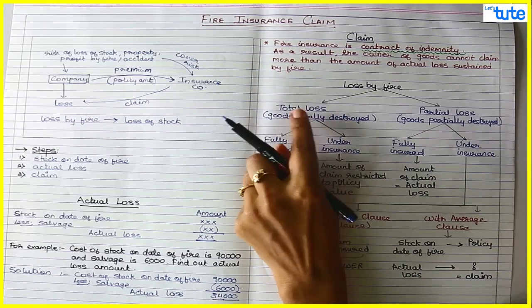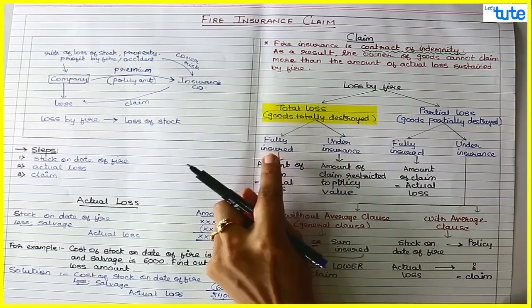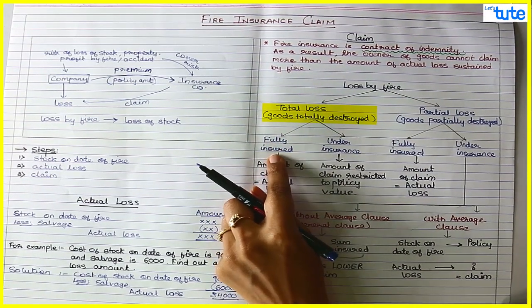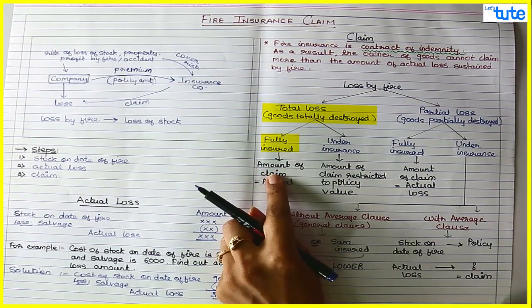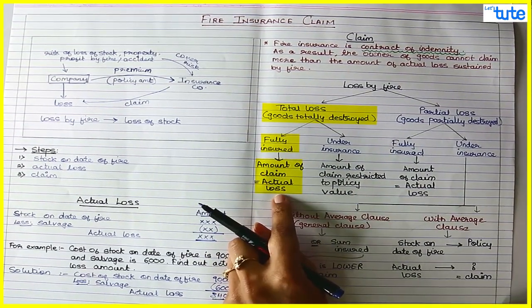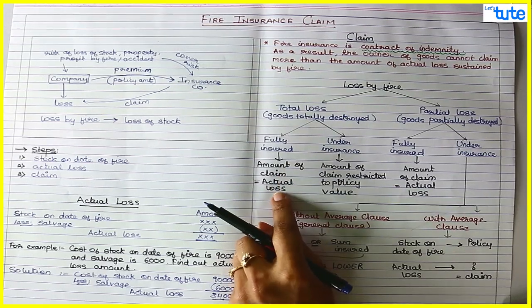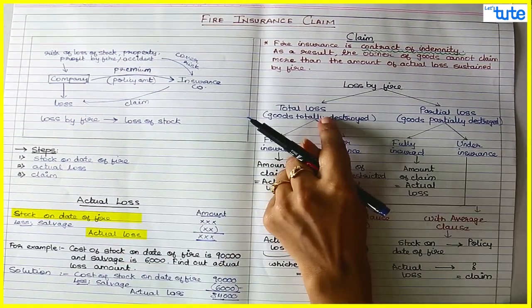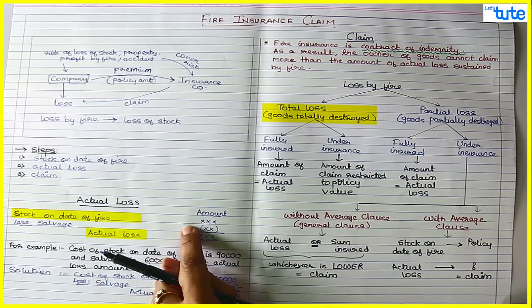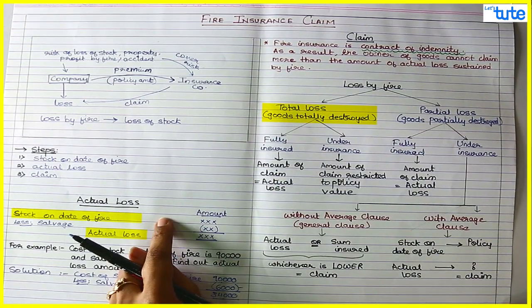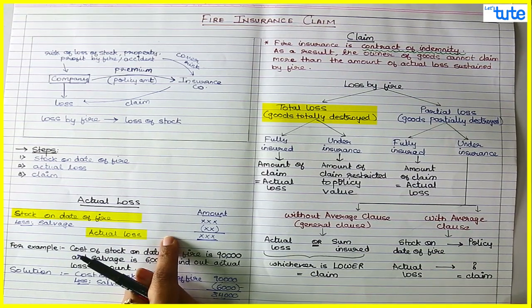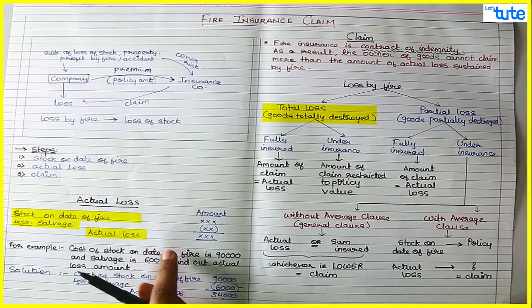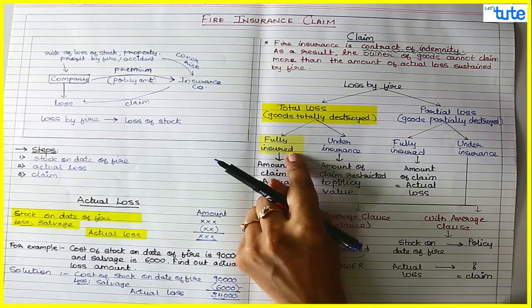Now first, when there is a total loss and your goods are fully insured, you will get a claim amount exactly equal to your actual loss amount. In this case, your actual loss and stock on date of fire would be the same because this is a total loss, there is no salvage. So stock on date of fire is equal to your actual loss because there is no salvage, and it will be equal to your claim because it is fully insured.